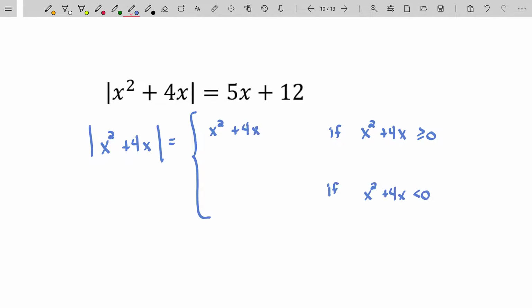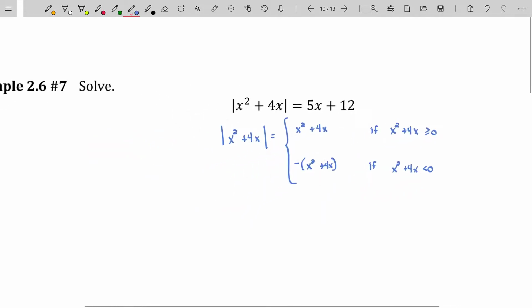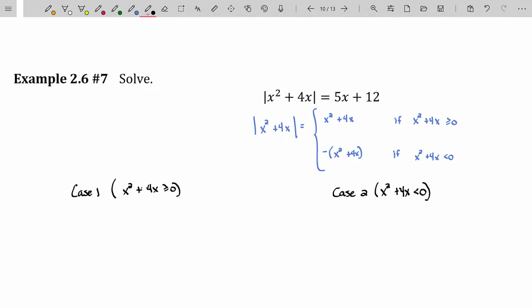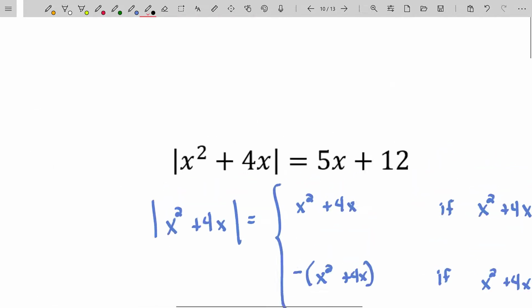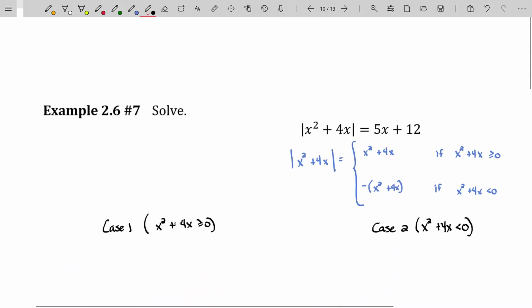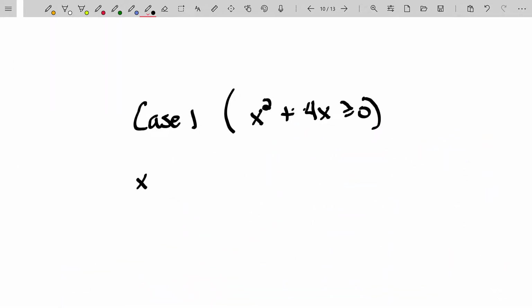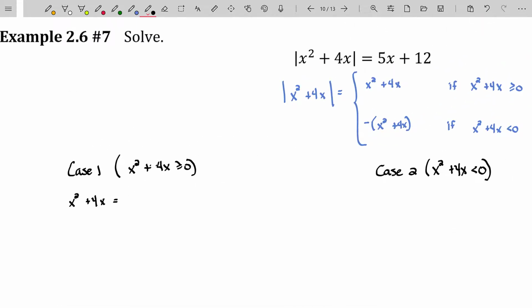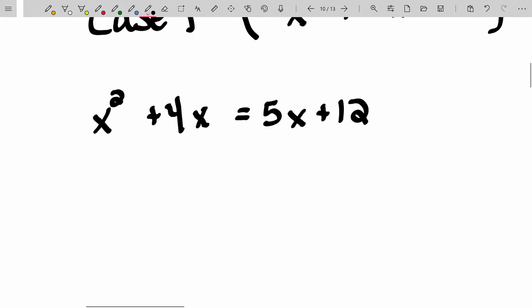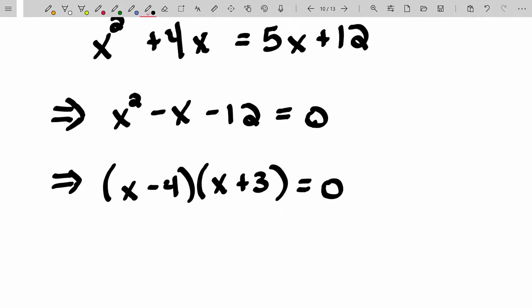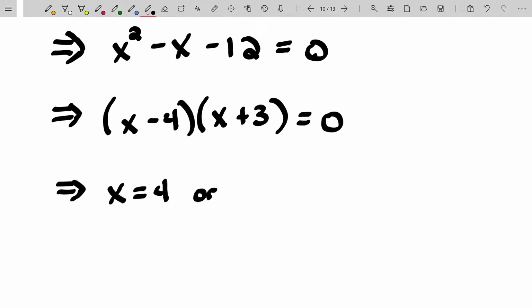If, on the other hand, x squared plus 4x is negative, the absolute value will take the opposite of it to force it to be positive. So there are two cases. We're going to go ahead and split this into those two cases, and we'll deal with the positive case first. So the positive case is just going to allow us to remove those absolute values. So we're going to solve x squared plus 4x is equal to, and the right hand side is 5x plus 12. This is a quadratic equation solving. This tells us we have two possibilities, x equals 4 or x equals -3.